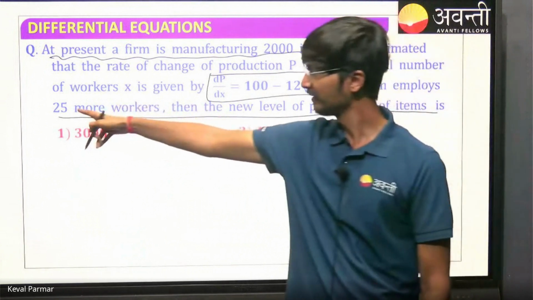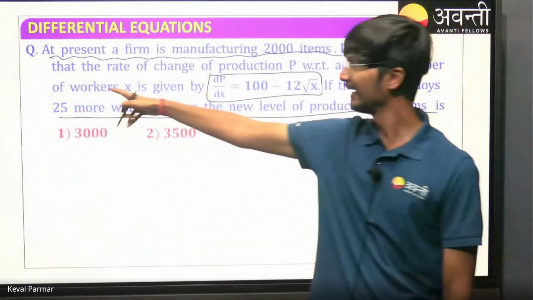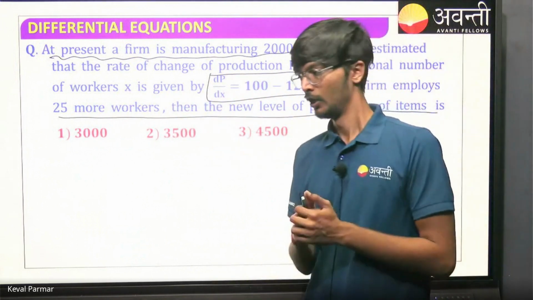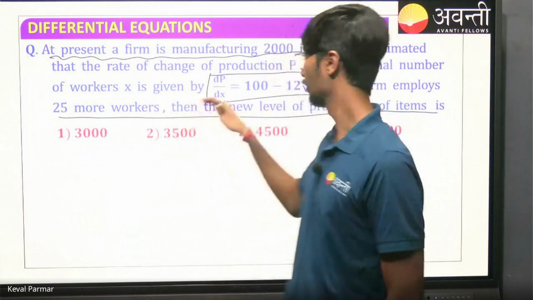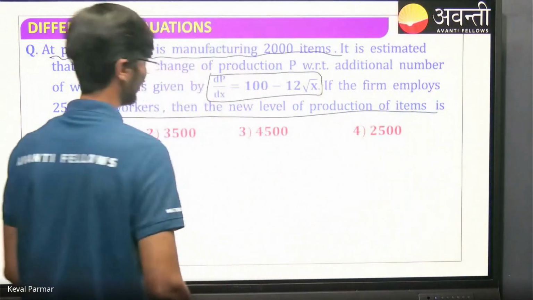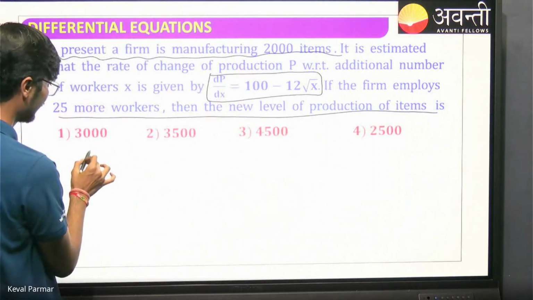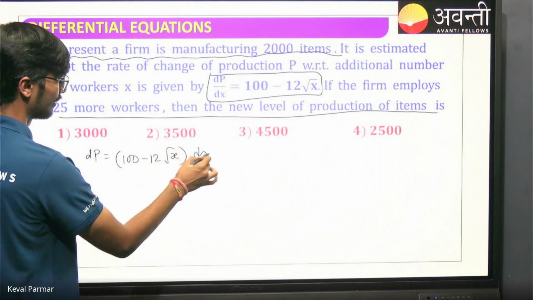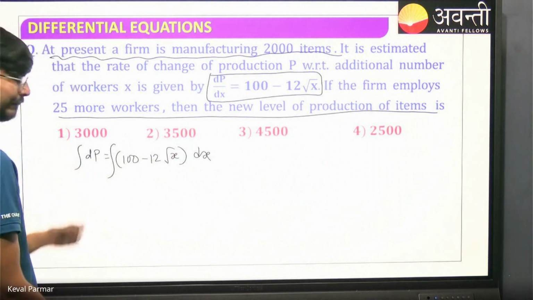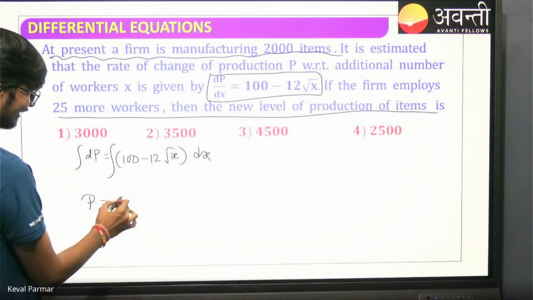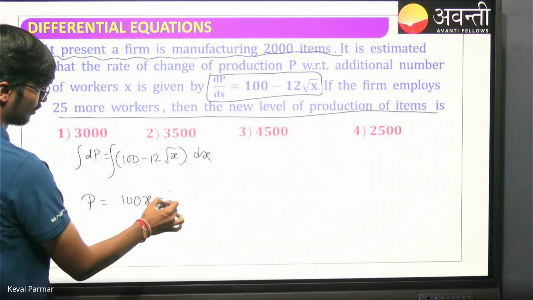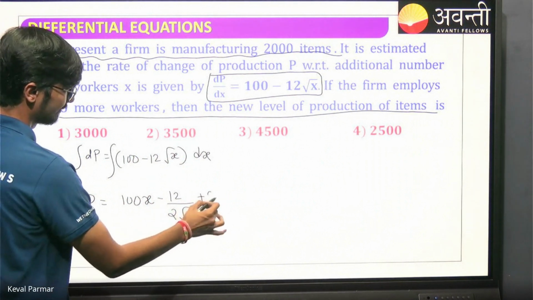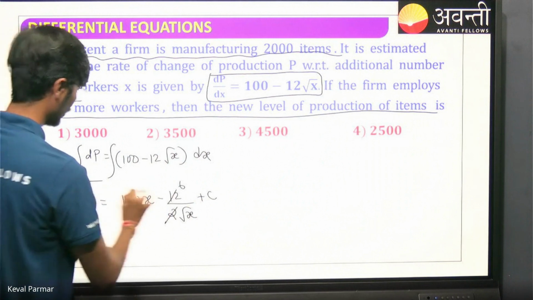That is, if X equals 25, where X is the additional number of workers, what is P equal to? P means production. So first, the aim is always to solve. Let us solve this equation. It is very simple. We just need to use variable separable. So I get dP equals 100 minus 12 root x dx. Simply integrate both sides. What is the integration of dP? D and P get cancelled. P equals 100x minus 12 times the derivative of root x, 1 upon 2 root x, plus c. Here I can cancel and write 6. So I got this equation.